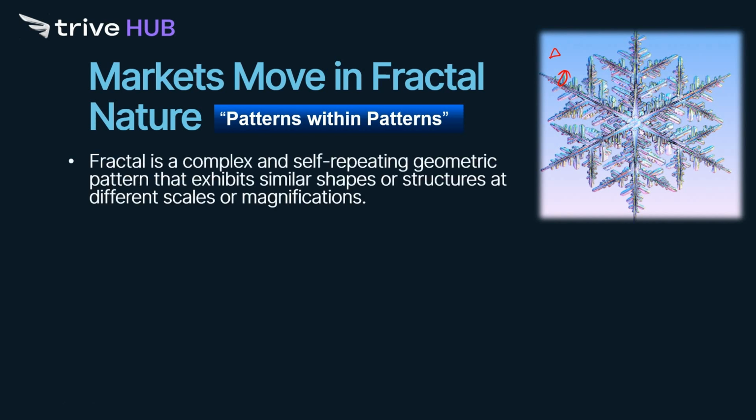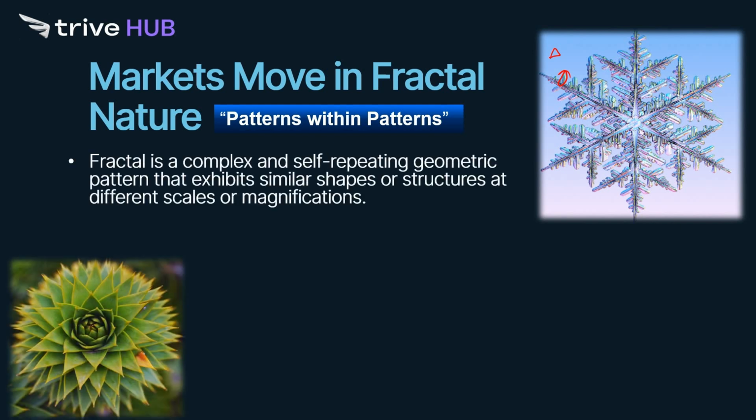So a fractal is a complex and self-repeating geometric pattern that exhibits similar shapes or structure at different scales or magnifications. You see, this fractal nature is widely seen in many things, like you can see this plant showing that this degree is one bigger structure, and inside it this pattern is repeating on different scales, and this goes on and on. So each pattern is similar in shape but on a different size or scale, right? So this is what fractal nature is.